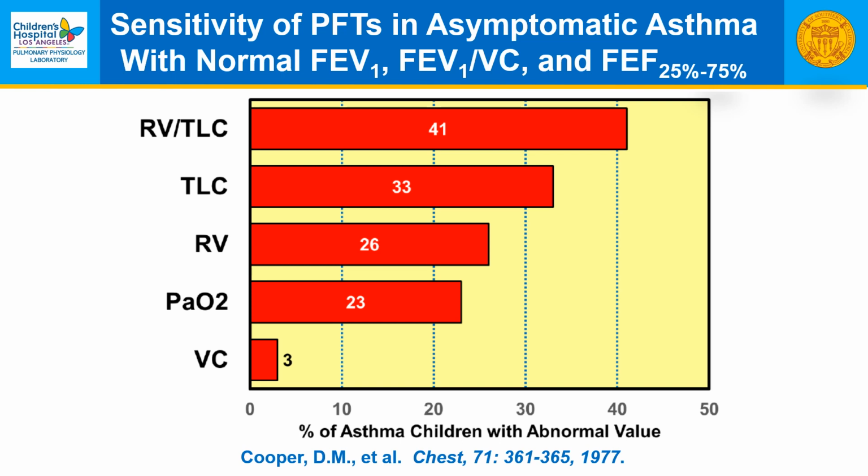These are PFTs in asymptomatic asthmatic patients with normal FEV1, FEV1 over FVC, and FEF 25-75. And you can see that the RV/TLC is still abnormal, and RV is still abnormal in this group.